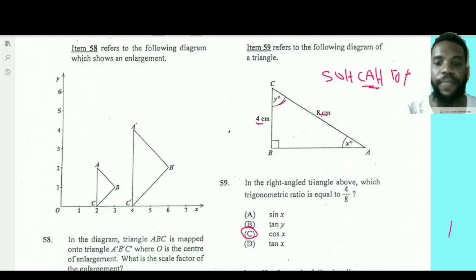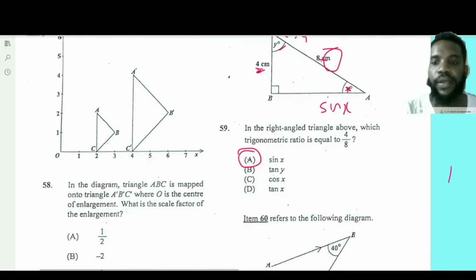Or if I was down here, no, I was referring to Y. Let me fix this up. So if I'm using Y rather, adjacent is 4 and the hypotenuse is 8. So it would be cos y. But we don't have cos y. So let's go down to x. If I'm using x, this is opposite and this is hypotenuse, which makes it sine. So it will be sine x, opposite over hypotenuse. Do we have sine x? Yes, so the option is A.